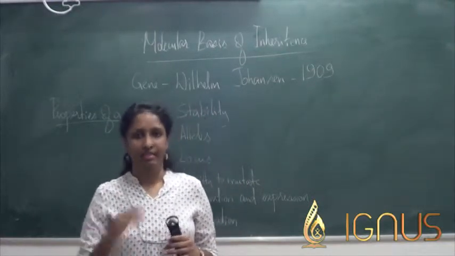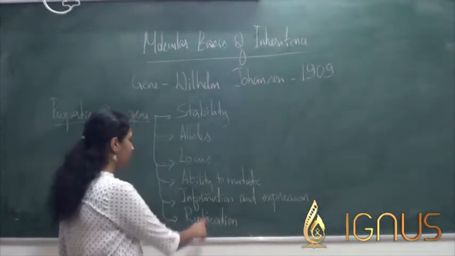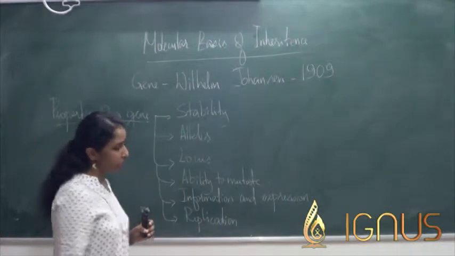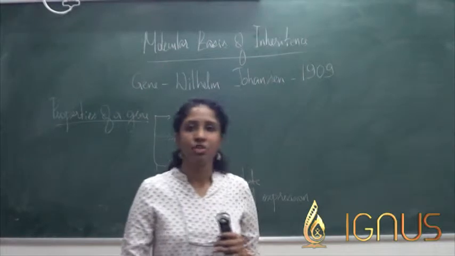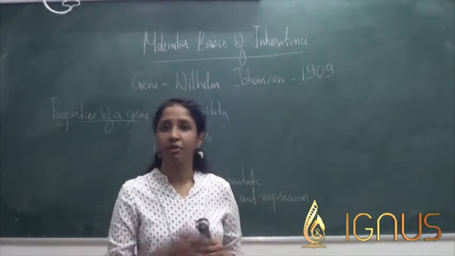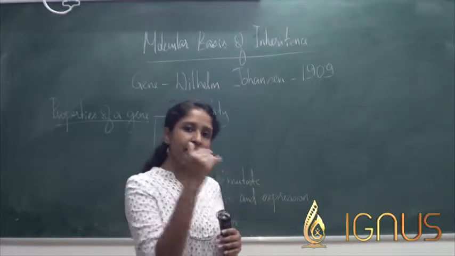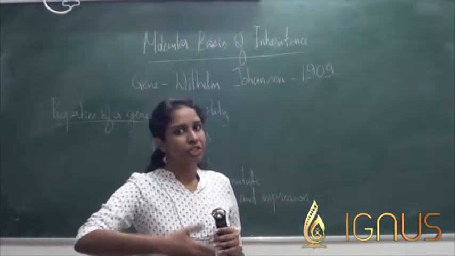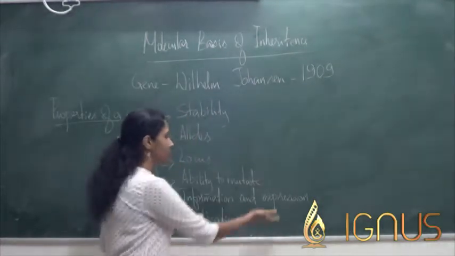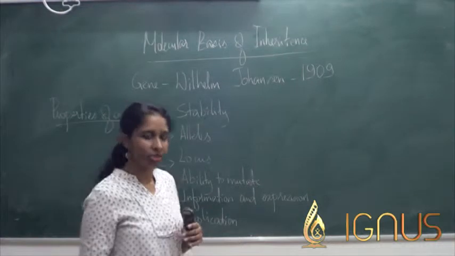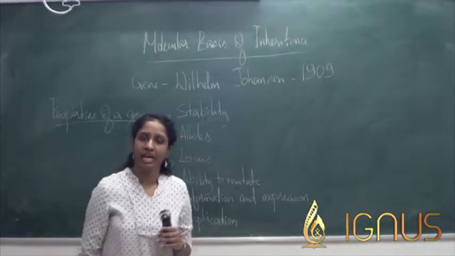Unless and until it has the ability to mutate, it cannot be called a gene. Now the next point is information and expression, meaning that a gene needs to contain a specific information. Like I was saying before, it needs to contain one specific information, and the transcription and translation of that gene is going to give rise to a specific expression. So this can be looked at as genotype, and this can be looked at as phenotype.